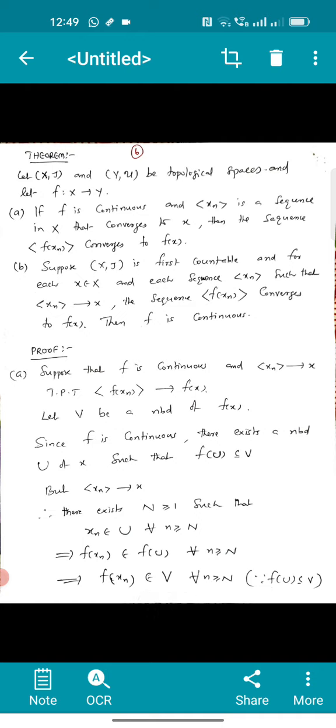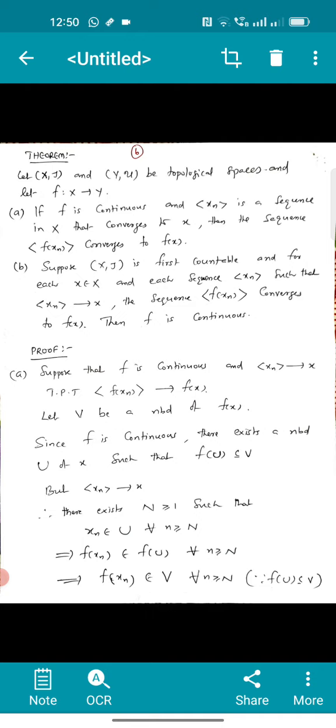One more theorem. The given statement is: let X and Y be topological spaces and let f be a function from X to Y. There are two parts to be proved. Part A: if f is continuous and the sequence xn is a sequence in X that converges to x, then the sequence f(xn) converges to f(x). Part B: suppose X is first countable and for each x in X and each sequence xn such that xn converges to x, the sequence f(xn) converges to f(x), then f is continuous.